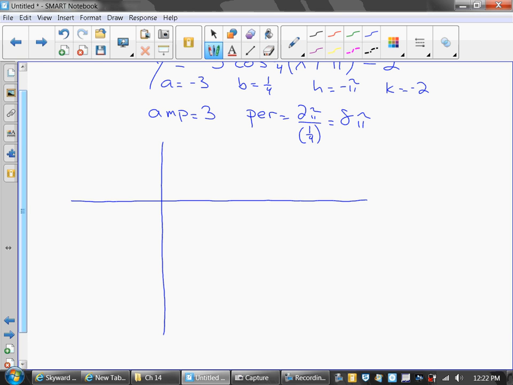So cosine, once again, you always start with 0 and you end at your period. Well, our period is at 8 pi. This one should be very, very easy to break into its quadrants. What's half of 8 pi? 4 pi. What's halfway between 0 and 4 pi? And here is going to be 6 pi. Amplitude is 3.